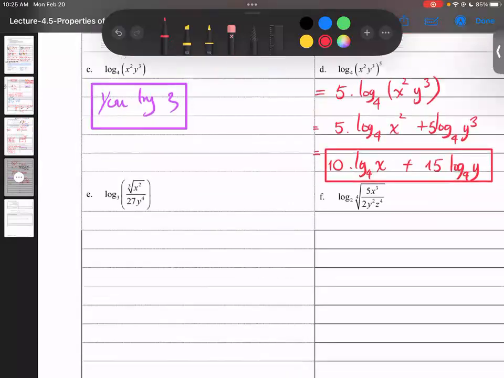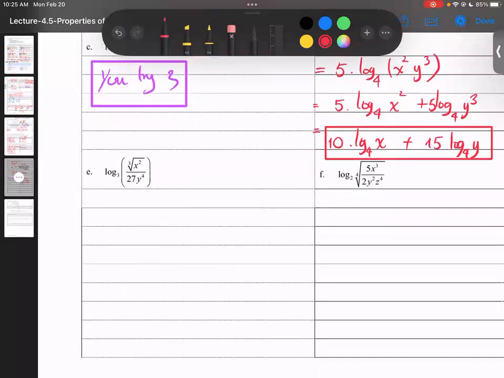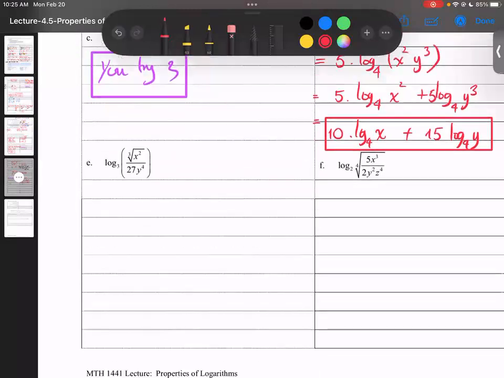E. Ooh, E. First things first, I'm going to do the quotient rule. One thing at a time, don't think too much. So log base 3 of the cube root of x squared minus log base 3 of 27 y to the 4.